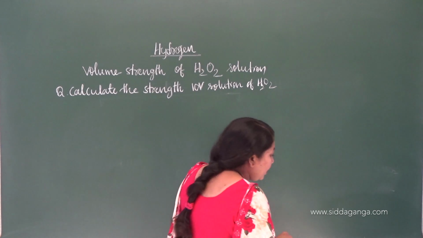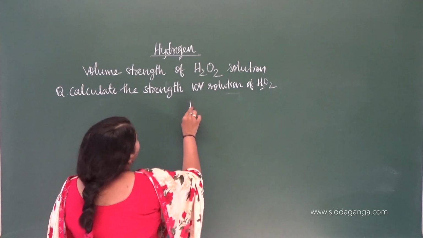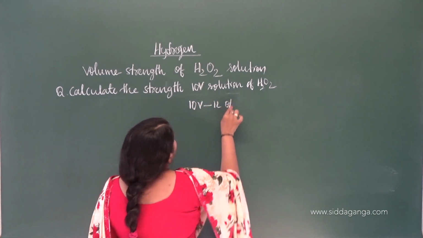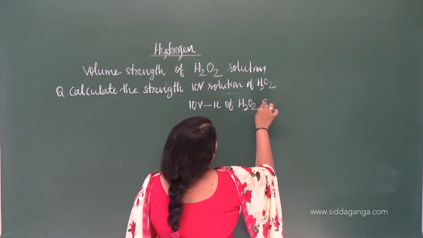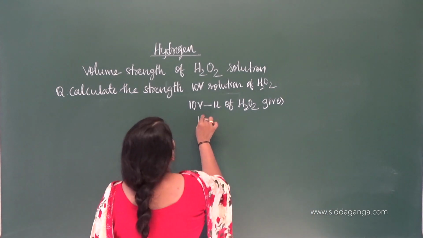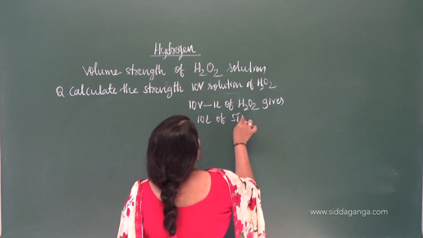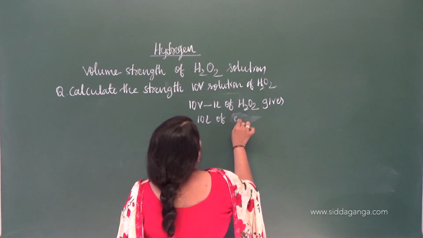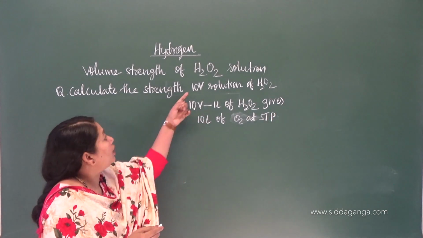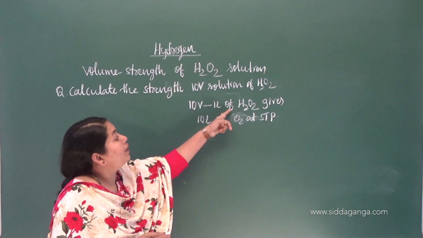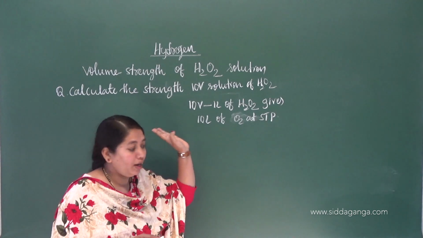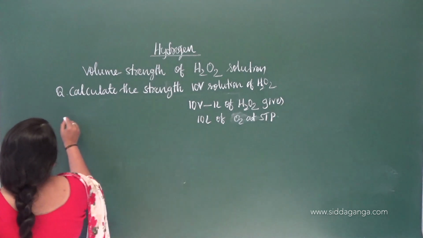10 volume means 1 liter of H2O2 gives 10 liters of O2 at STP conditions. This is the meaning. Okay, so now let us have the solution of this one.